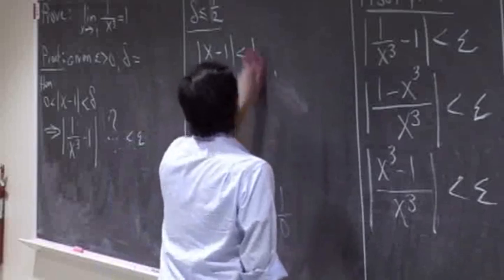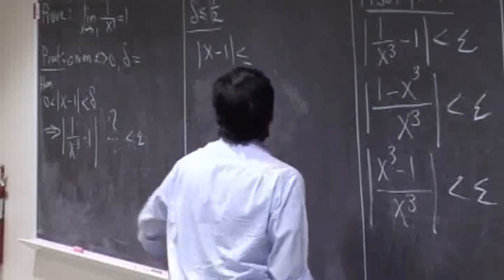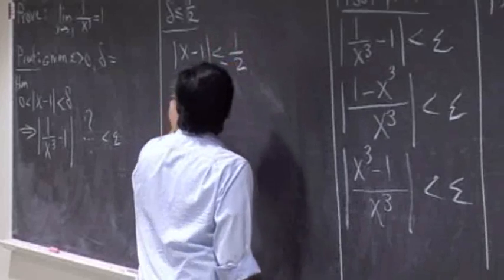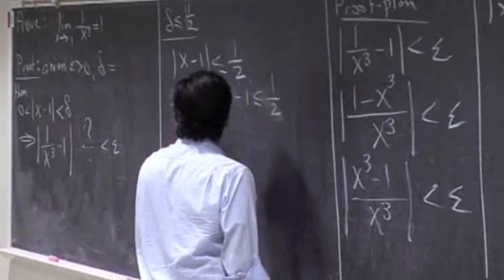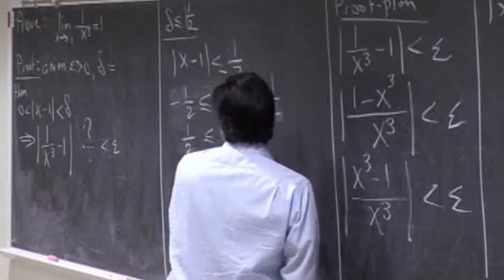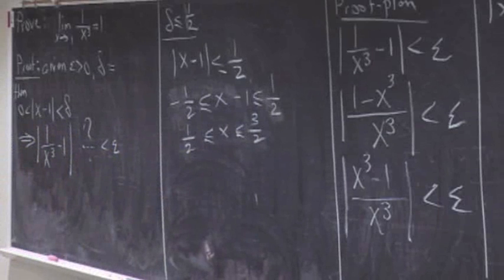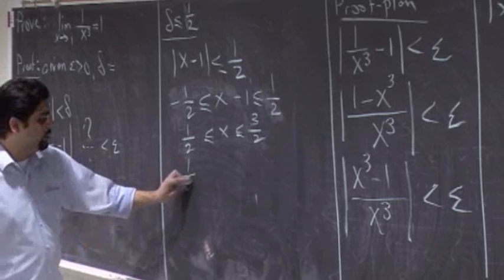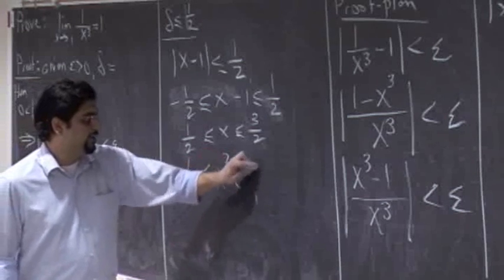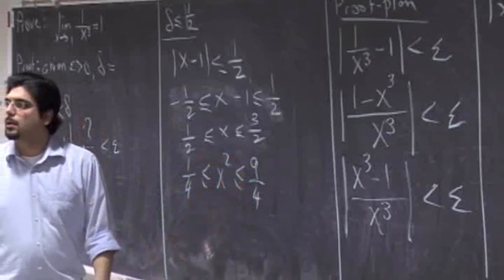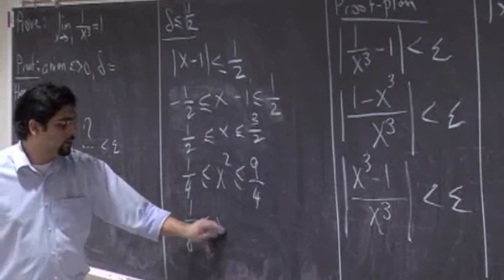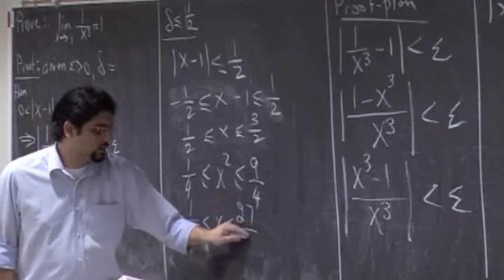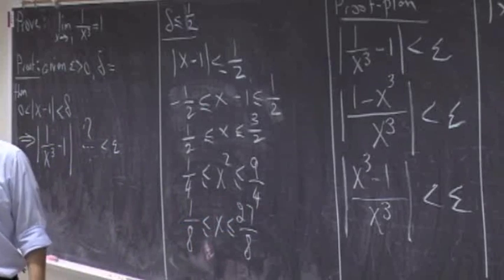this is going to be okay. |x minus 1| less than half. Add 1. x is between half and 3 halves. Where's x squared? x squared will be between a fourth and 9/4. Where's x cubed from here? It'll be between 1/8 and 27/8. You agree? Okay.